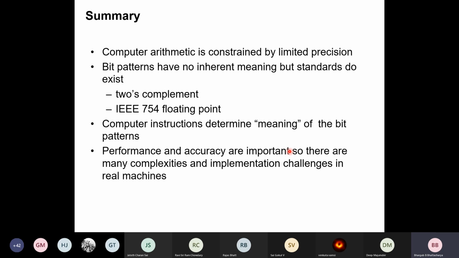Performance and accuracy are very important while you're designing hardware. And as you see, there are many complexities and implementation challenges when you design the supporting hardware for implementation of different instruction sets. So that's all about the summary. And in conclusion, let me discuss a small problem with you.